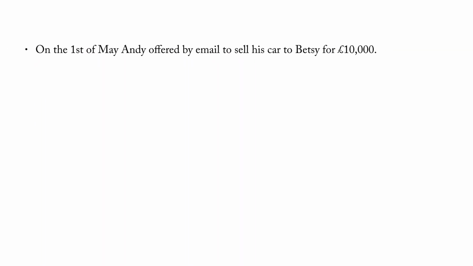Firstly, on the 1st of May, Andy has offered by email to sell his car to Betsy for £10,000. Now, the question itself outlines that there is a valid offer in place. Andy has communicated this via a prescribed mode, which is email, to sell his car for a specified amount, as in £10,000. Later on, when you go further into contract law itself, you'll be studying sale of goods, and one of the major elements to make sure that a proper contract is in place for a sale of goods is that there must be a price allocated for it. So here, it's notable that an offer has been clearly stated at the very inception of the question.